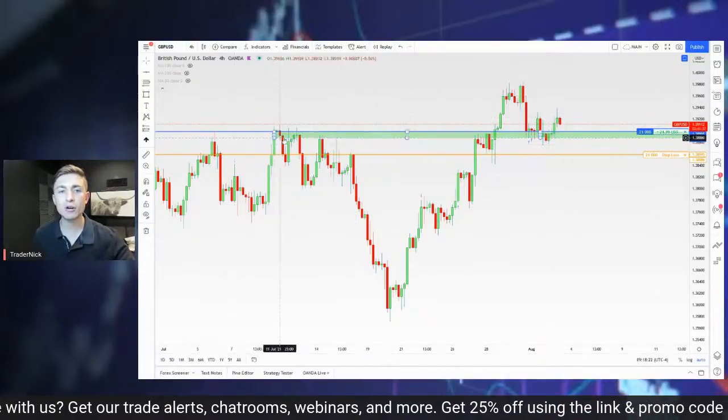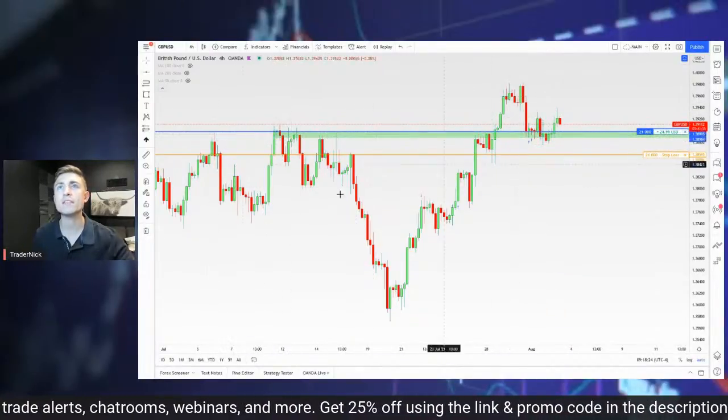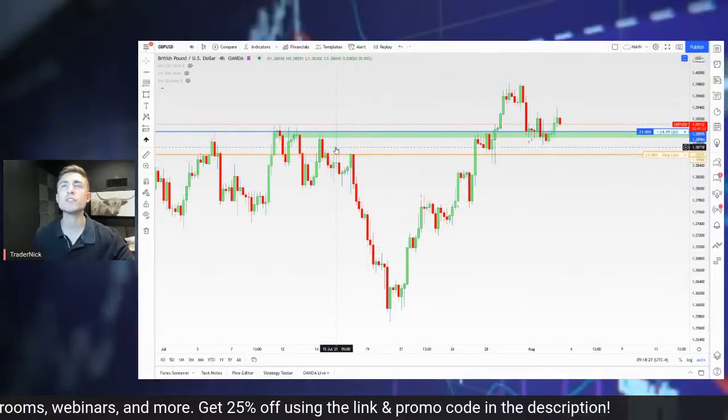Again, I like the idea here of this zone. So pound dollar to me is still looking bullish. We'll see if it continues.